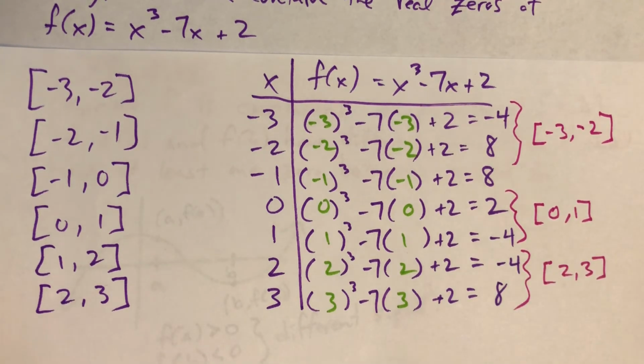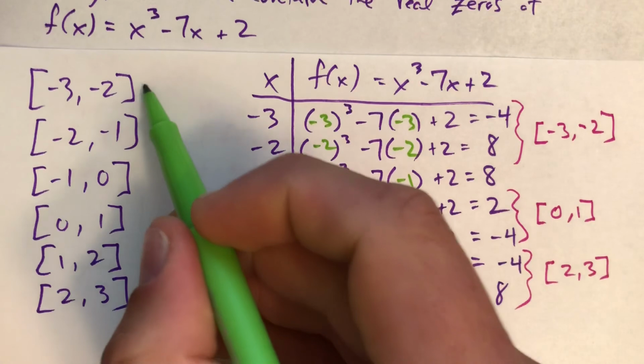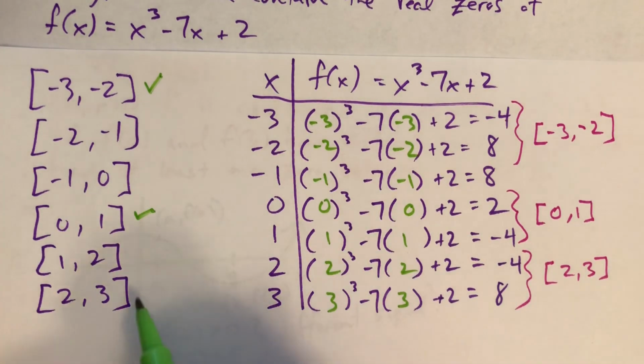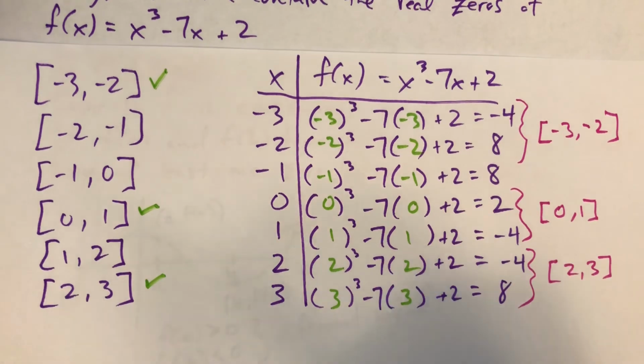So these are our intervals of interest, and if we're going to put our solution in the little boxes, we would put a check mark by that one, a check mark by that one, and a check mark by that one, and that's it.